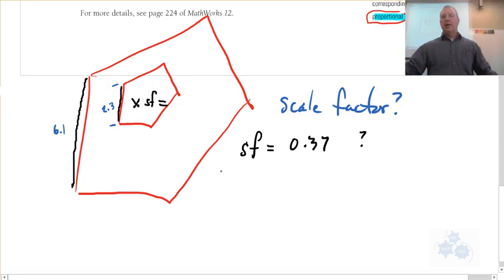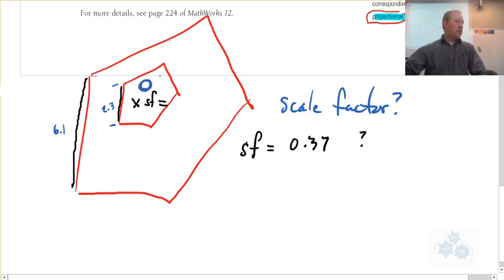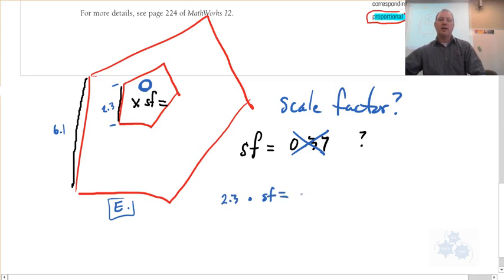divided by. All right, so here's the thing, guys. If this smaller one is the original, then this bigger one is the dilation, or the enlargement. Now, if it gets bigger, it has to have a scale factor that is greater than 1, so it's not this one. Now let's think about it. 2.3 times the scale factor has to equal 6.1. So in order to find the scale factor, we take the enlargement or the dilation length there and divide it by the original.